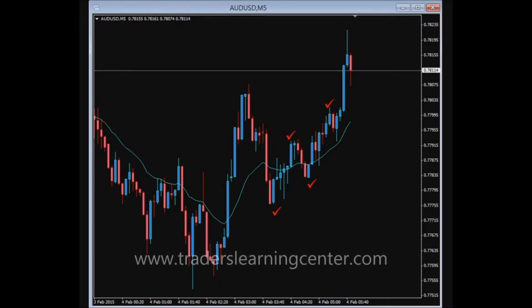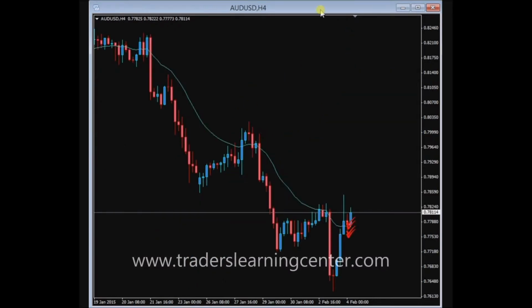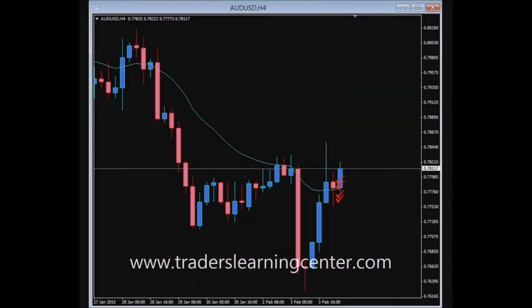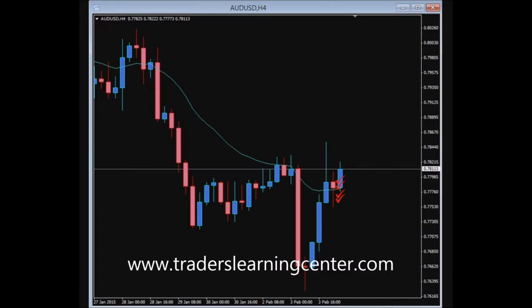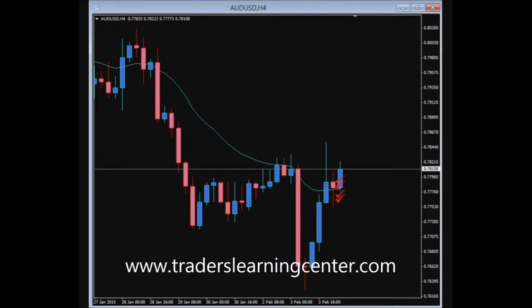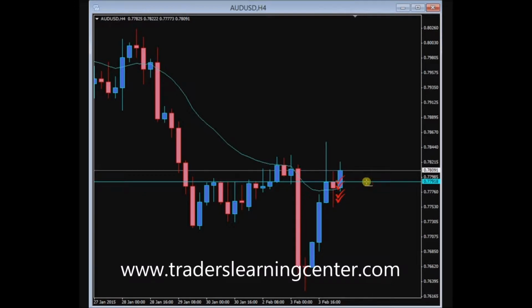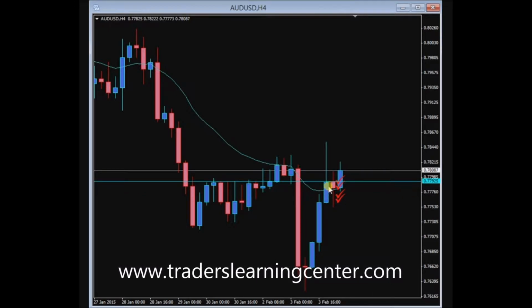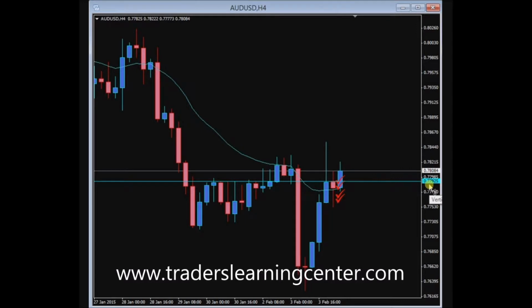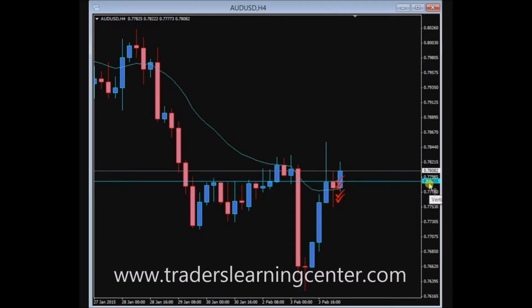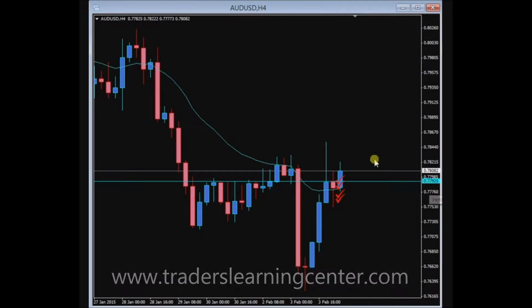First thing I want to do is I want to zoom out to the 4-hour chart, and I want to go out here, and I want to put a support line in here. And right here is where the support line is at, right there at 0.77925 on the Australian US dollar.